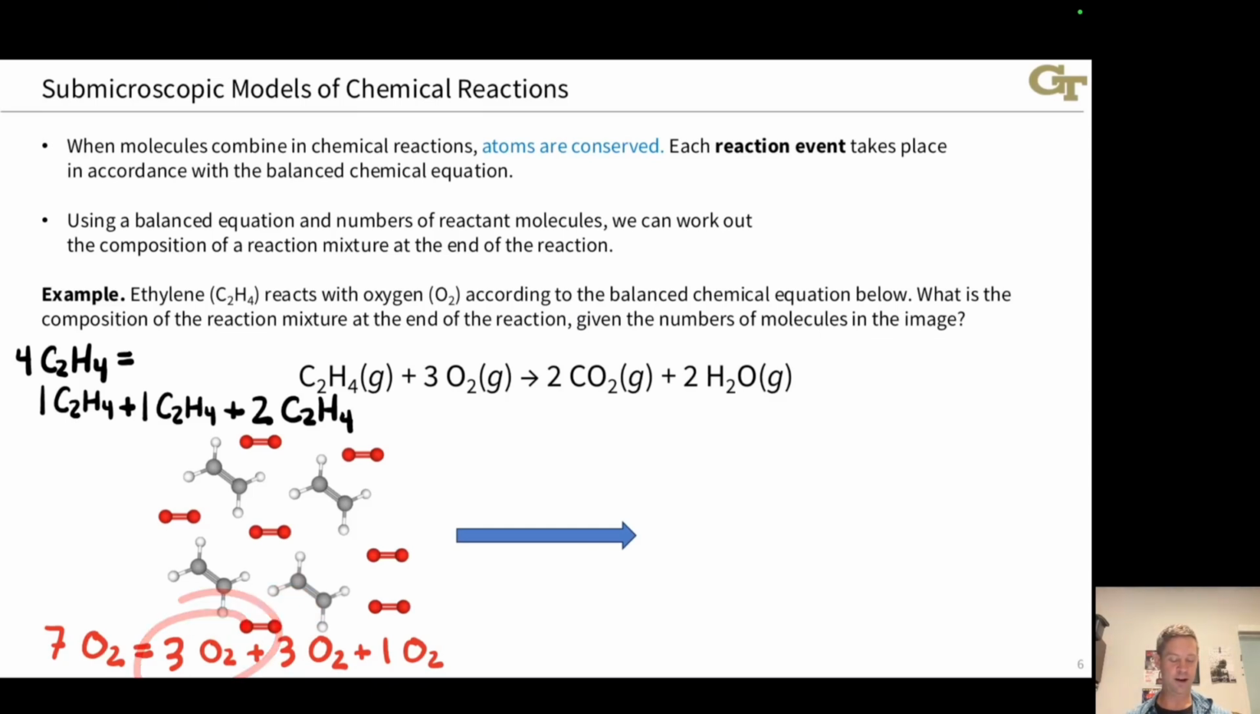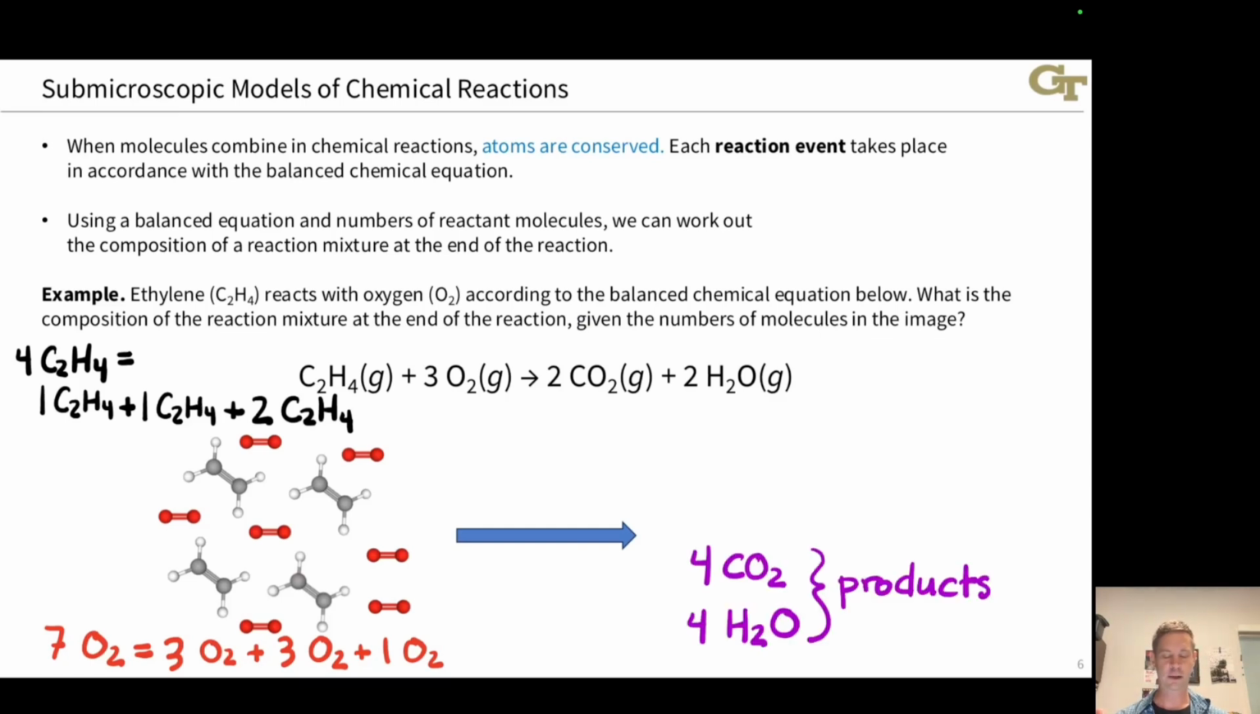Once this is used up and this is used up, I only have 1 O2 left, and that can't do the reaction at the end. And so only 2 reaction events can take place given this collection of molecules, right? I don't have enough oxygen to run the reaction 4 times, even though I have enough ethylenes to do the reaction 4 times. So what will actually happen? Well, 2 reaction events will happen.